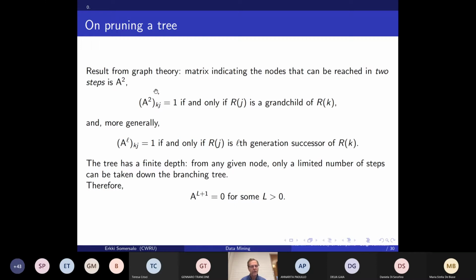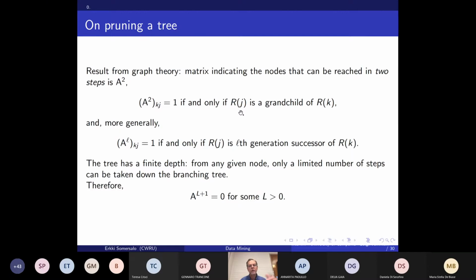So you go 1 down, let's say to the left, and then 1 down to the right. And so now you ask which nodes did you reach? And it is not so difficult to show that if you take the matrix A squared, so A, remember, is a square matrix, and A squared is just the matrix product A by A. And so if you calculate this A by A matrix, and I will show you an example soon so that you see how this works, you take this A squared matrix, and then you look at the kjth entry. And if the kjth entry is 1, then you know that you can walk from the node Rk to the node Rj by taking 2 steps down the tree structure.